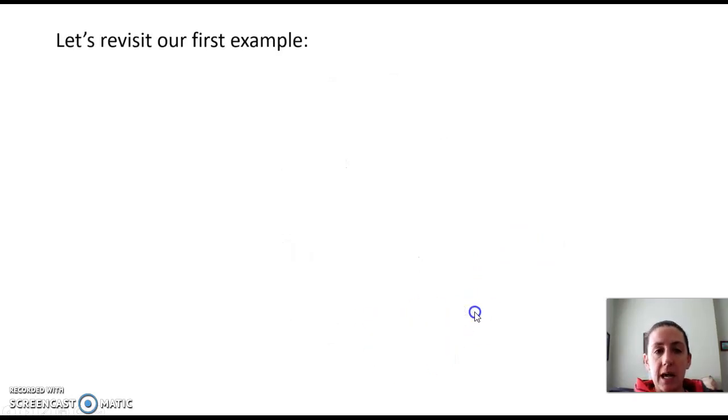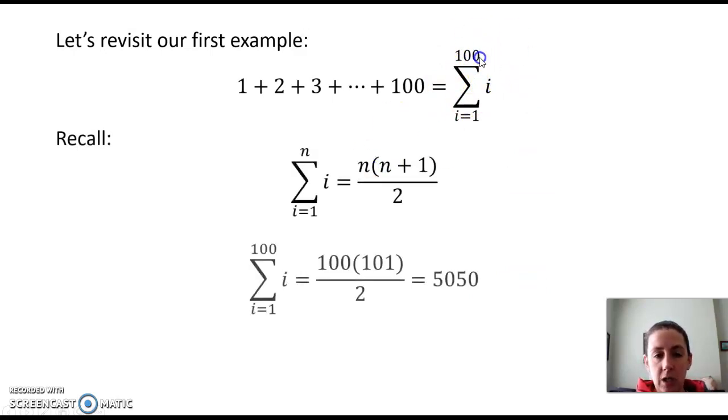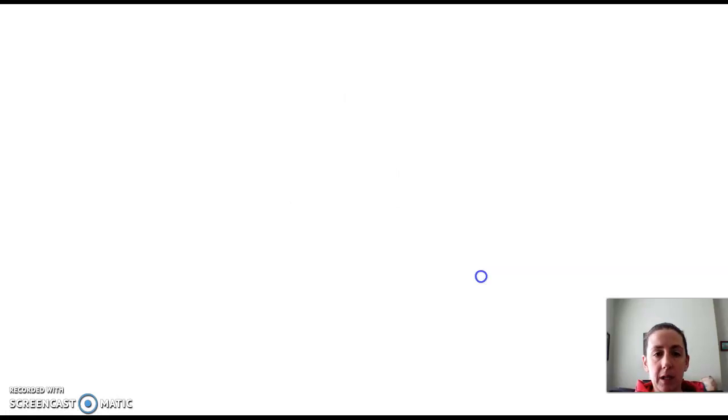So let's revisit that example, adding 1 plus 2 plus 3 all the way up to 100. This matches one of those formulas we had just talked about, where our ending term is 100. So the sum from 1 to 100 of i would be 100 times 101 divided by 2, which gives us that answer, 5,050. Let's look at a few other examples.